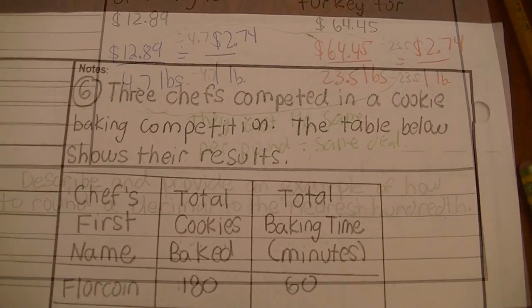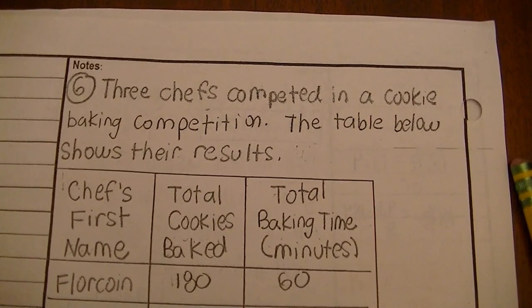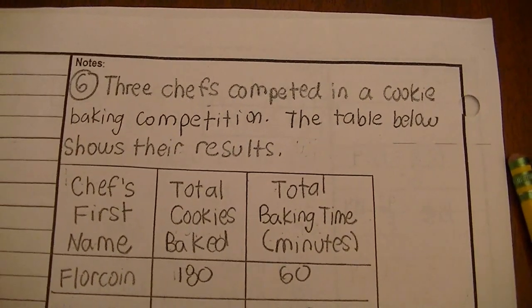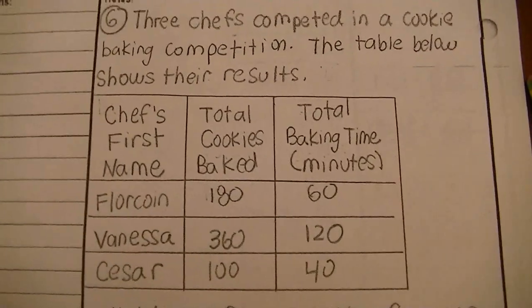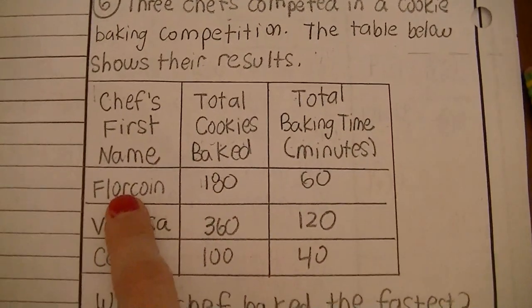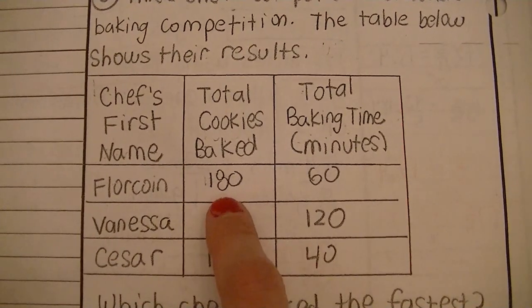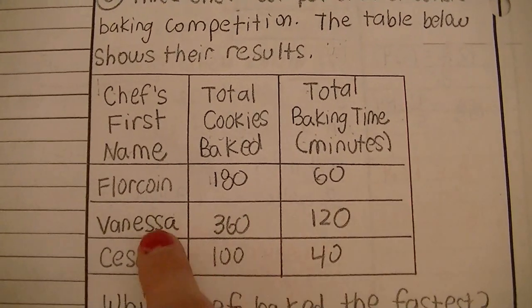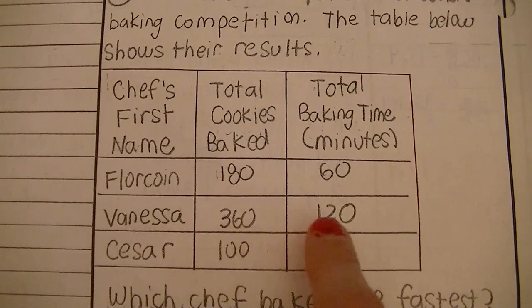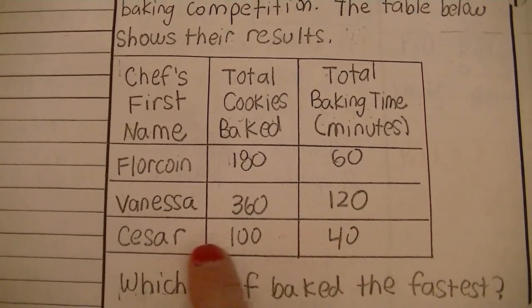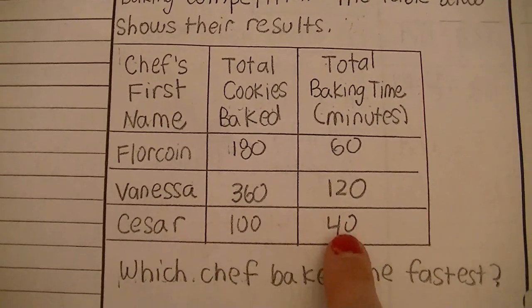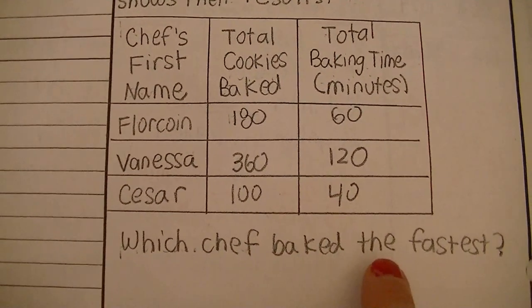Okay? 3 chefs competed in a cookie baking competition. The table below shows their results. So we have the chef named Flourcoin, and she baked 180 cookies in 60 minutes. Vanessa baked 360 cookies in 120 minutes. Caesar baked 100 cookies in 40 minutes. So which chef baked the fastest?